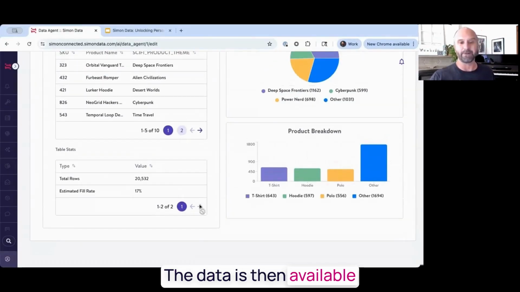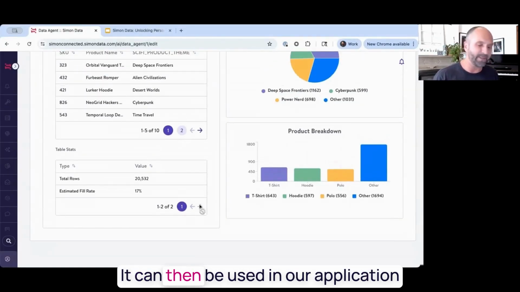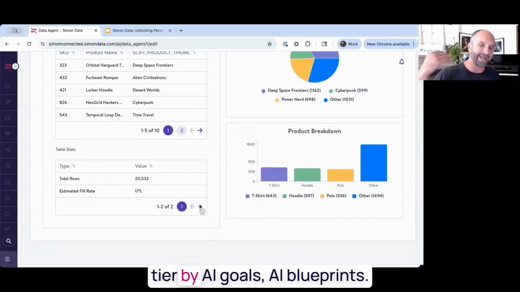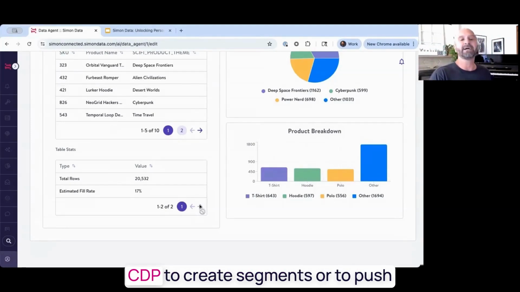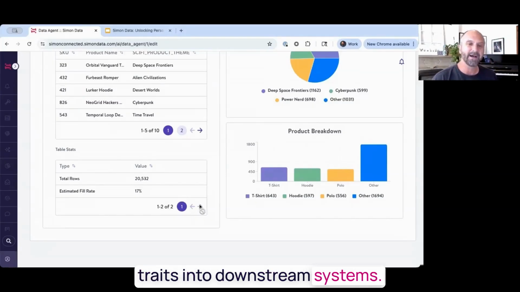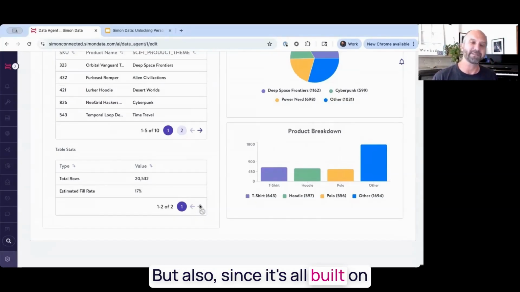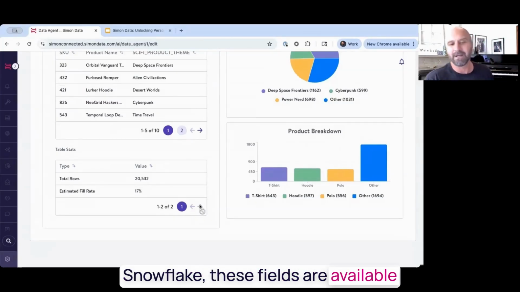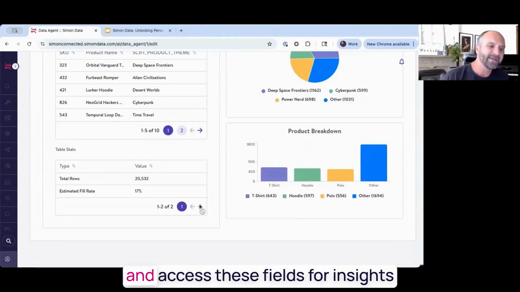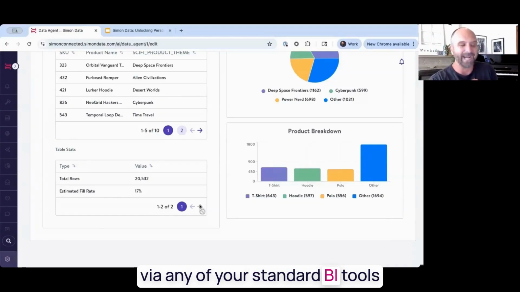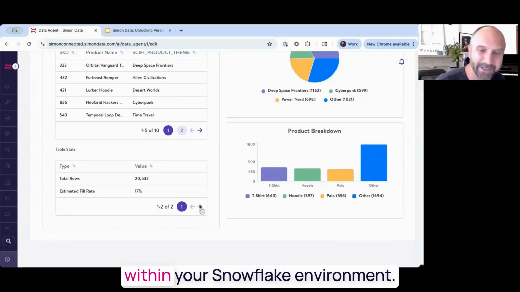The data is then available within the Simon platform. It can then be used in our application tier by AI goals and AI blueprints. It can also be used within our core CDP to create segments or to push traits into downstream systems. But also, since it's all built on Snowflake, these fields are available in the Snowflake environment. So you can go into your SQL prompt and access these fields for insights via any of your standard BI tools or other tools that you might use within your Snowflake environment.